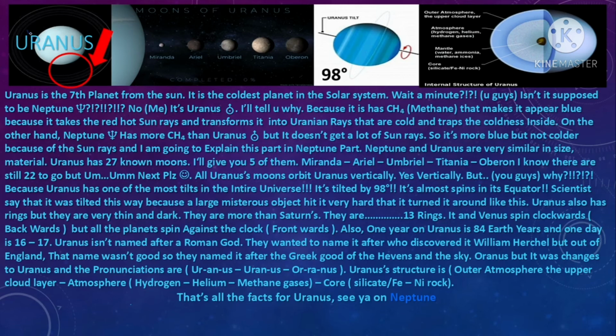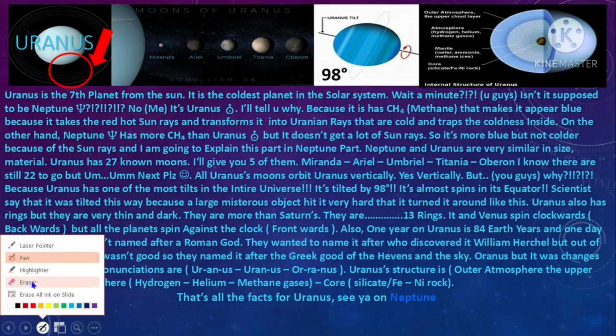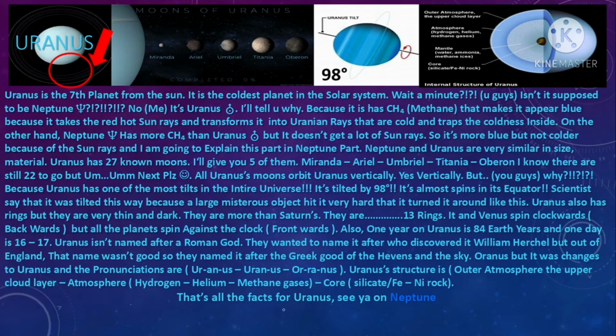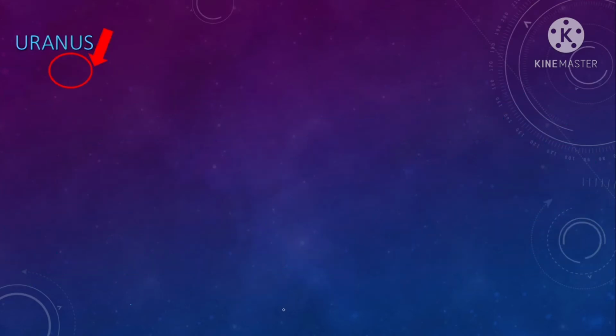but there are still here. There are still 6 here, like Saturn's. Okay, they are till here. They are bigger than Saturn's. Okay, let's erase. Okay, it and Venus spin clockwards, backwards, but all the planets spin against the clock, frontwards. I will show you now.